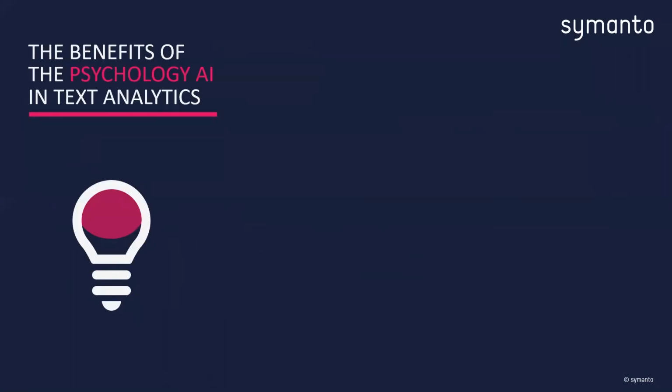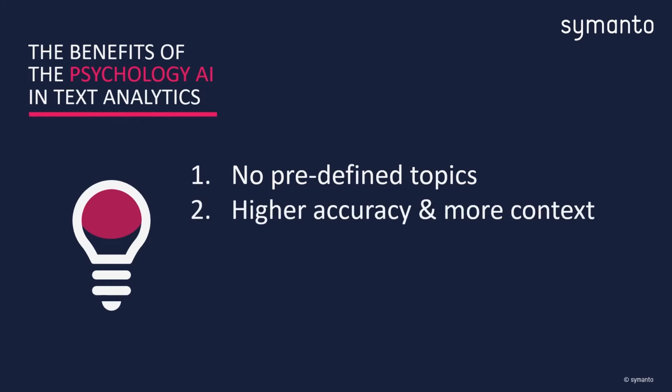As a summary, before we go ahead to the platform, just very quickly, the benefits of a psychology AI are that, first of all, we don't have predefined topics. That means the AI already gives us suggestions of all the topics and themes it has identified in this data set. It has a higher accuracy, for example, when it comes to negations, like "not very good." The AI can find these kinds of things, whilst a keyword approach doesn't. And it gives us more context, since it really tells us the relation between topics and sentiment.